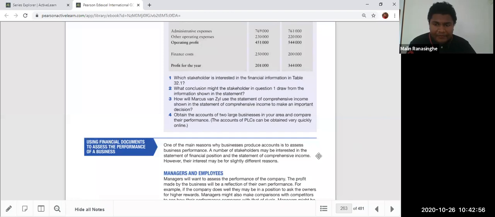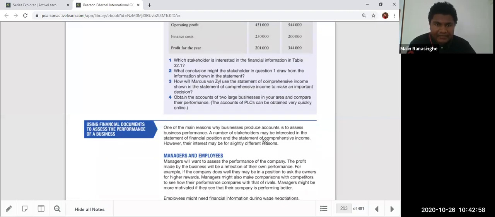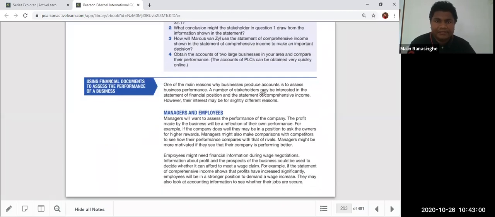Okay, now we are moving on to the other part, using financial documents to assess the performance of a business. So we'll see who the main stakeholders are, internal and external, and why they are looking at the financial statements. First of all, you can see there are different stakeholders, managers and employees. Both of them are internal stakeholders. There are three internal people: owner, manager, employee.